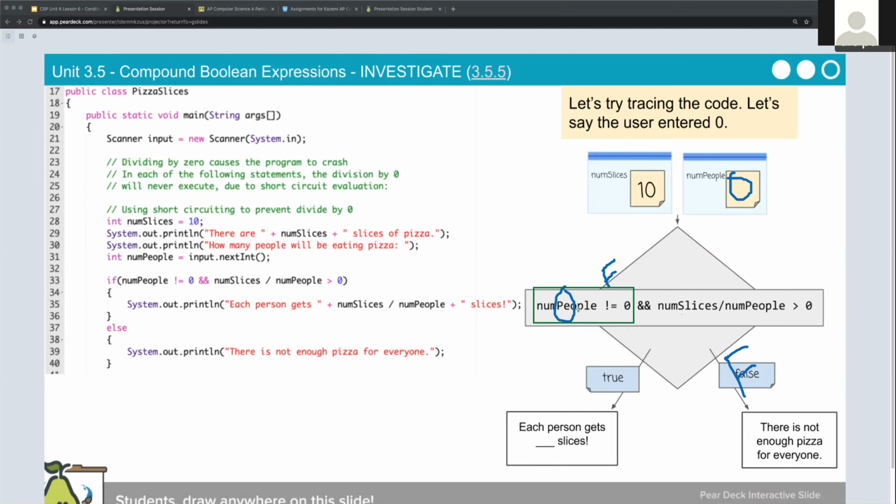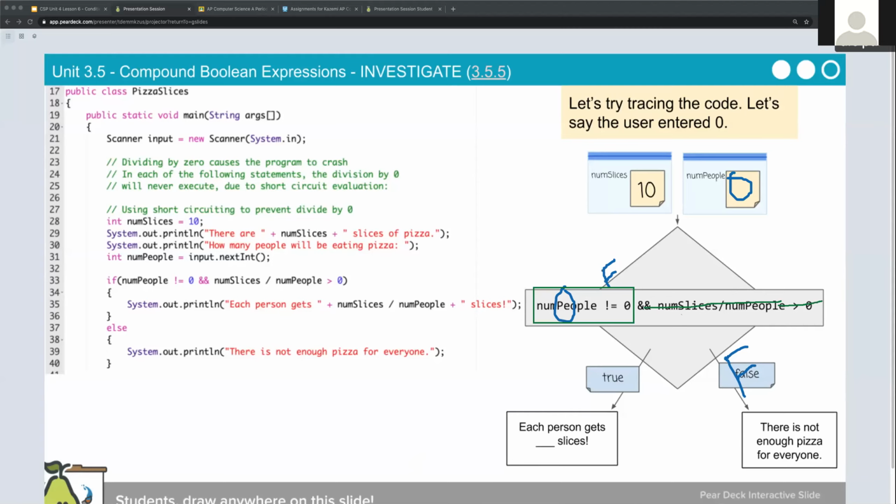We're asking, is the number of people not equal to 0? And guess what? Number of people is 0. So 0 not equal to 0 is going to be false, right? We're asking, is 0 not 0? 0 is 0. So this whole thing's going to be false. And what we just learned is if we see a false in an and statement, we don't even have to worry about looking at the rest. We can cross this out. We don't have to worry about it.